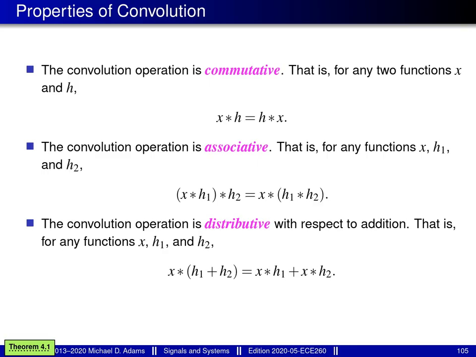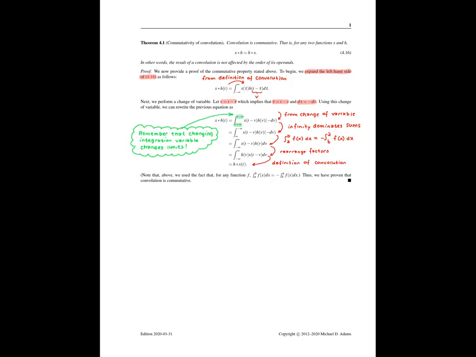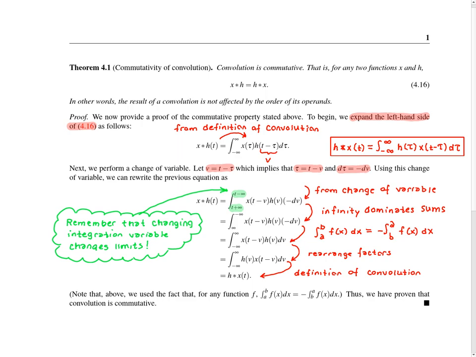So at this point I'd like to consider an example, and in particular what I'd like to do is prove the commutative property of convolution, which is essentially stated in this theorem, Theorem 4.1. In this example, I'm going to prove that convolution is commutative. In other words, I'm going to prove the result of Theorem 4.1.